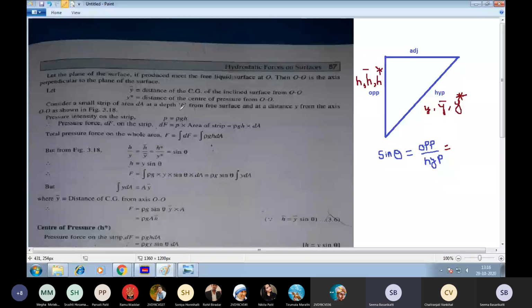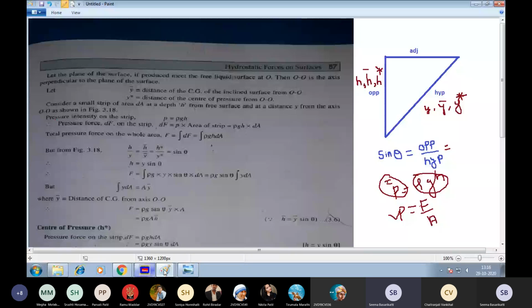And how are we going to identify the pressure intensity? There are two equations. One is P is equal to rho g H. This is called the pressure intensity equation, whereas the pressure force equation is written as P is equal to F divided by A. This is called the pressure force equation, and that is the pressure intensity equation. So from the pressure intensity equation, we get the pressure intensity on a strip.